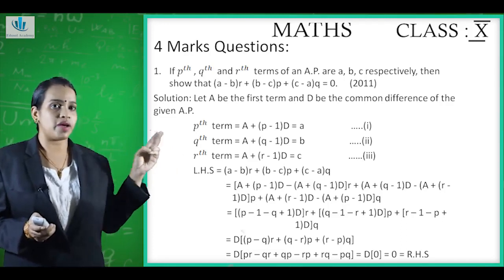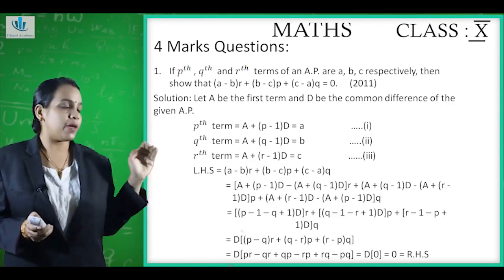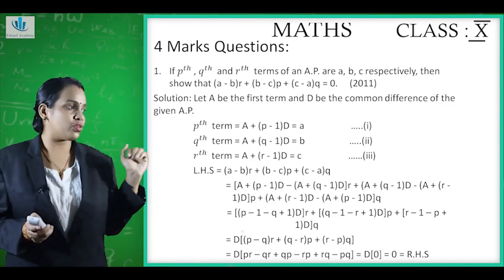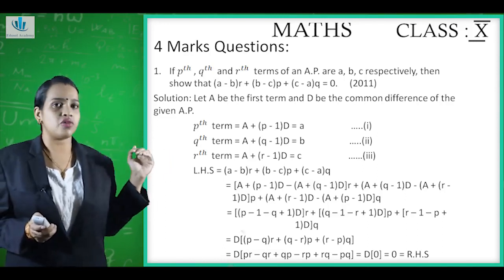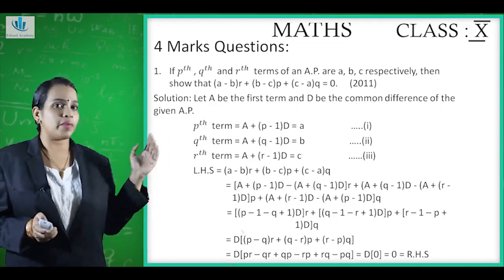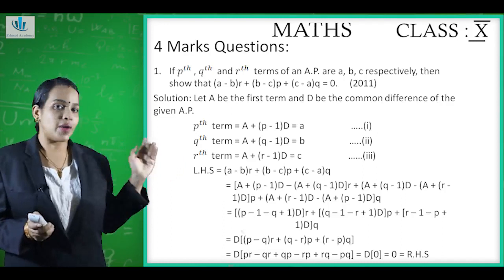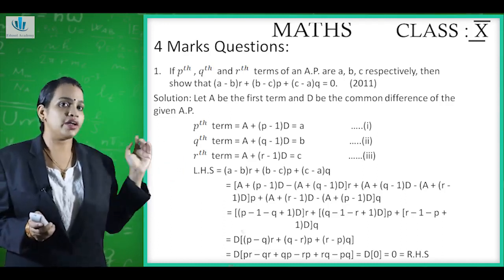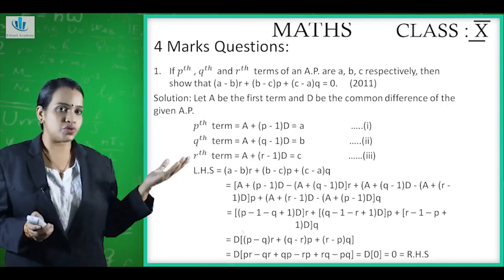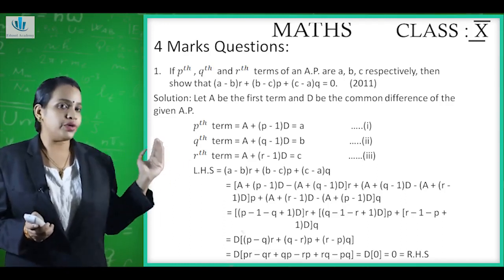Now we will put the value of B minus C over here. So it becomes A plus Q minus 1 into D minus A plus R minus 1 into D into P plus. Now C minus A, you know the values. So we will put the value of C minus A over here. So it becomes A plus R minus 1 into D minus A plus P minus 1 into D. Now we will solve it. So it becomes P minus 1 minus Q plus 1 into D into R plus Q minus 1 minus R plus 1 into D into P plus R minus 1 minus P plus 1 into D into Q.